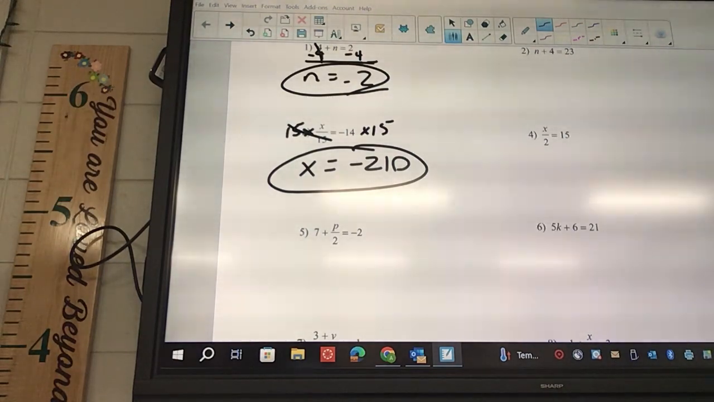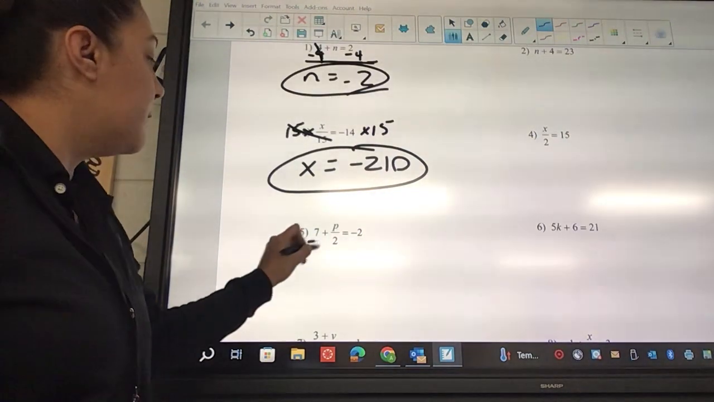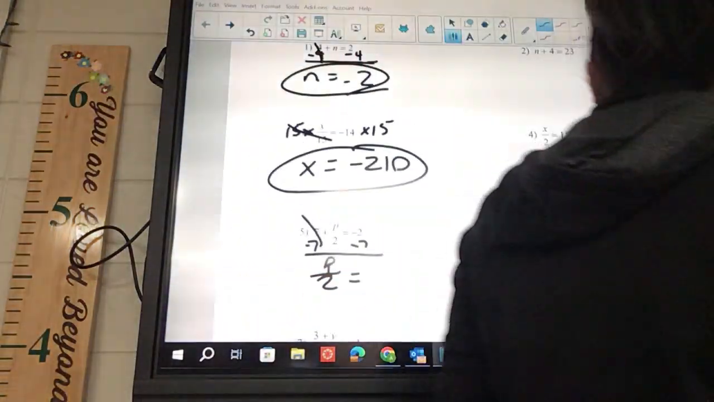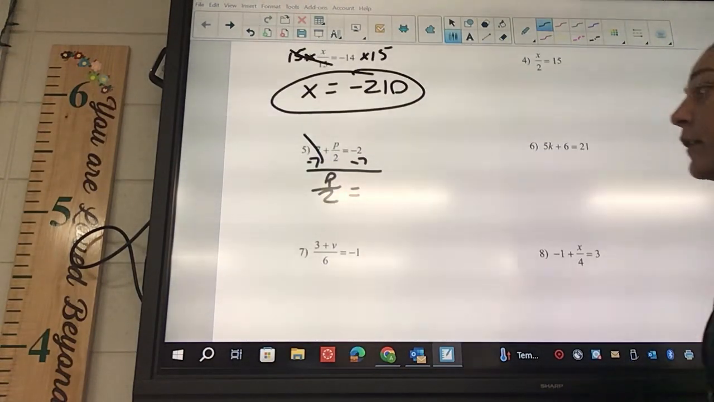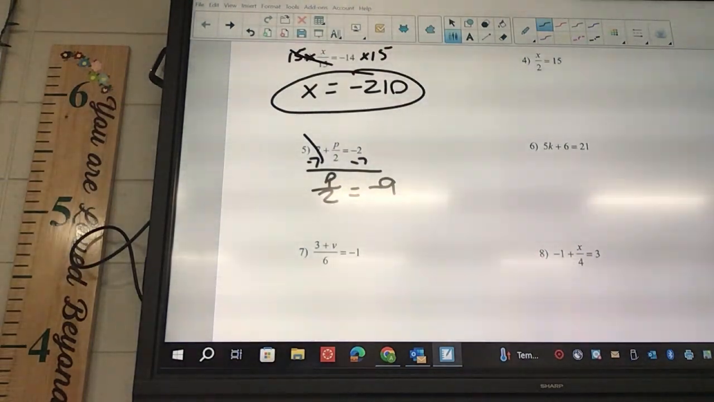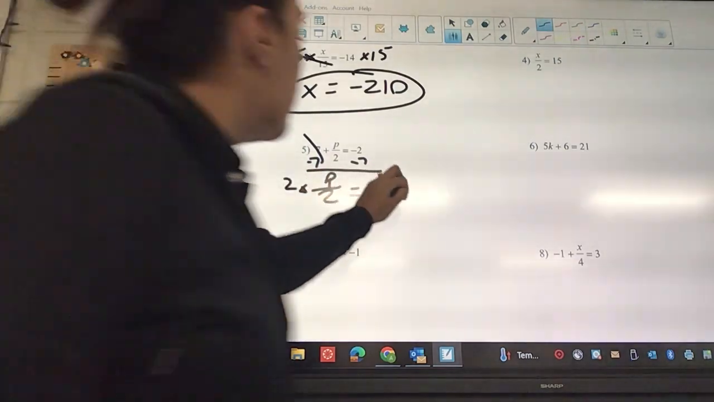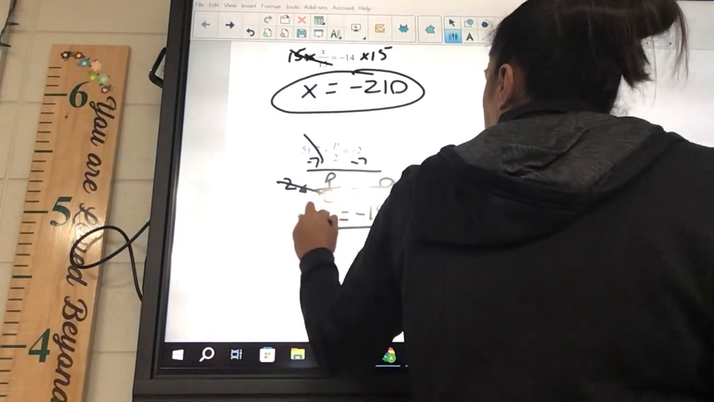Okay, what about 5? Who's the third wheel? The 7. How do I move that 7? Subtract 7 from both sides. Okay, so I'm going to get P over 2 equals, what is -2 minus 7? -9. Okay, and then how do I break up that couple? Times by 2 on both sides. So we're going to get -18.